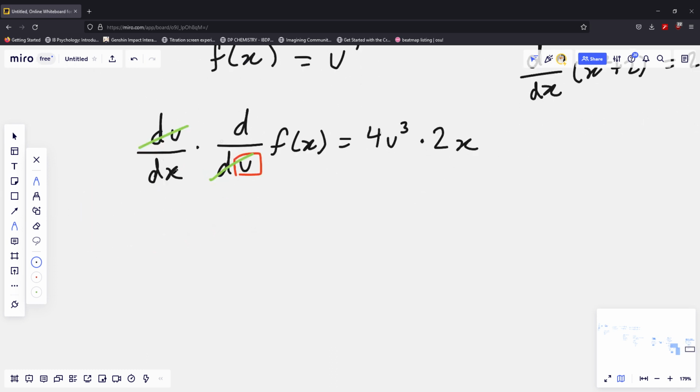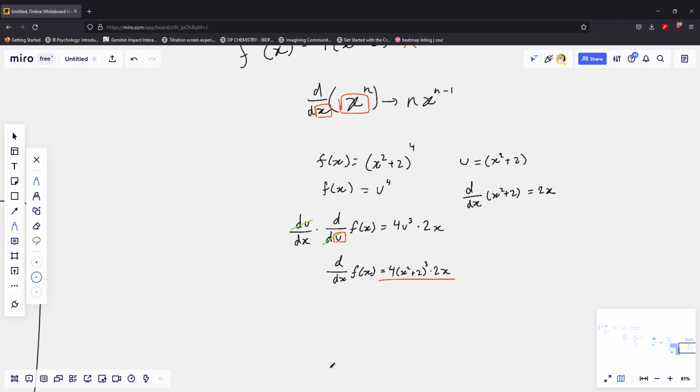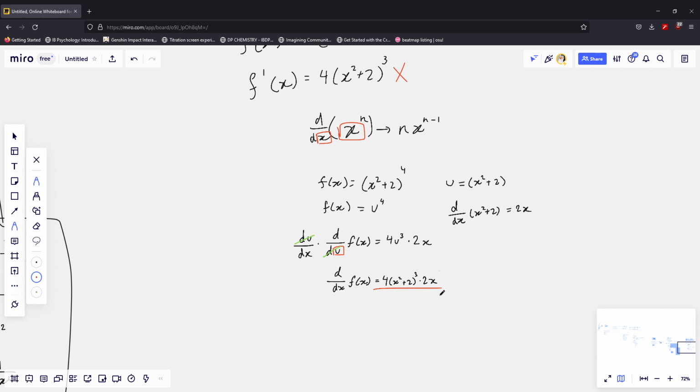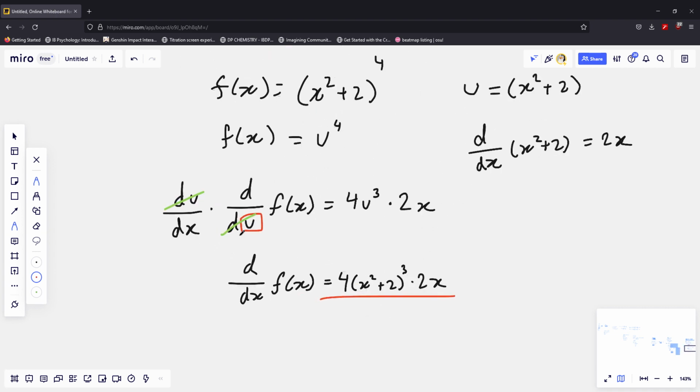So finally, we can say that by putting this together, the derivative with respect to x, this is where "with respect to" becomes really important, is equal to 4. Let's apply substitution for u: (x squared plus 2) to the power of 3 times 2x. And this is the derivative. You'll notice that the only difference from our guess was that it has an extra times 2x at the end. This is only because we had to differentiate with respect to u and then multiply that by du over dx.